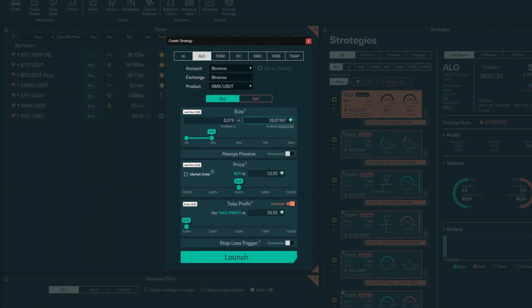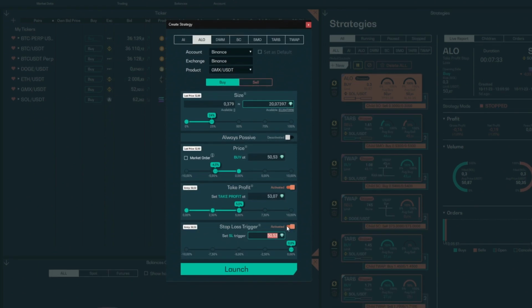Next, two mandatory settings must be selected: Price Limit and Take Profit. Price Limit sets the price when to open the position, and Take Profit specifies simply at what price the strategy should exit the position. Additionally, you can include more settings, such as Stop Loss Trigger to mitigate downside risk, and flag the order with Always Passive. This flag guarantees you to place the order in the order book rather than execute the trades immediately.